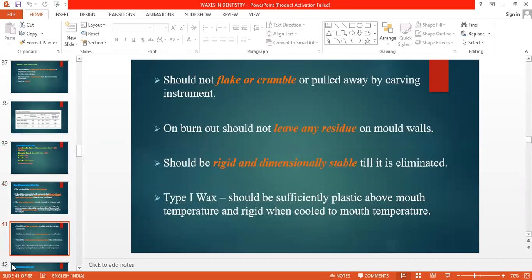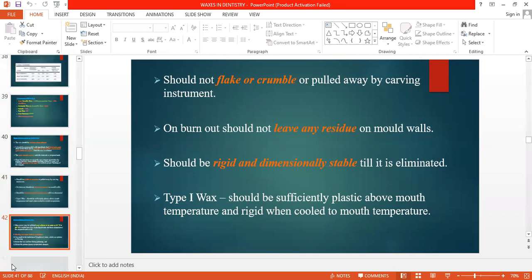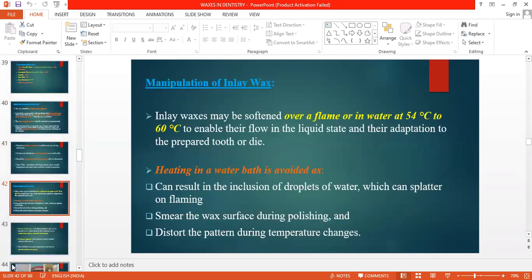It should not flake or crumble or be pulled away by the carving instrument. And on burnout, it should not leave any residue on the mold wall, and it should be rigid and dimensionally stable till it is eliminated. And manipulation of inlay wax.